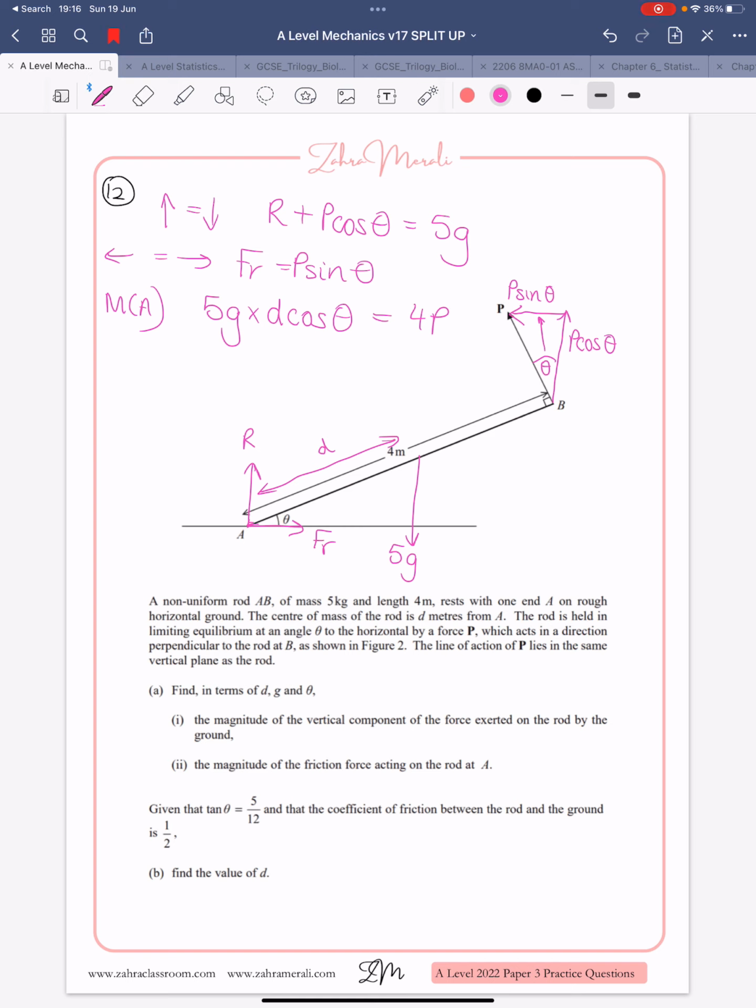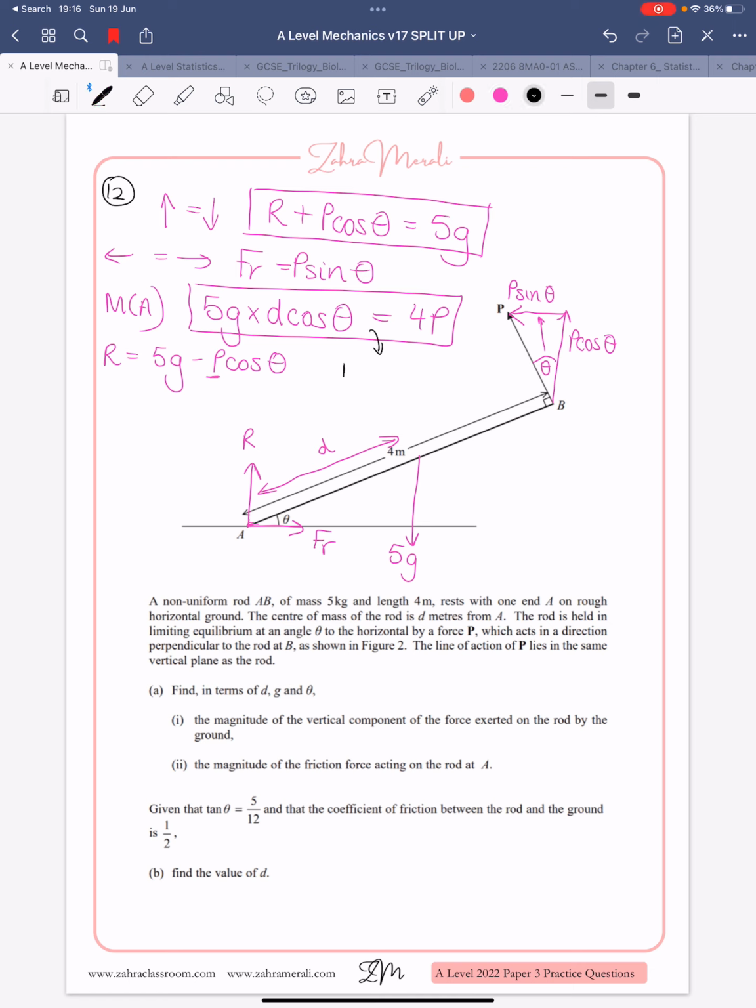Right. So I'm going to rearrange this equation here to make R the subject of the formula, and then I can figure out what I'm going to substitute in. So R equals 5G minus P cos theta. Now the thing I want to get rid of is the P, but I don't want to introduce a friction. So I'm going to use this formula to replace P, to substitute in for P.